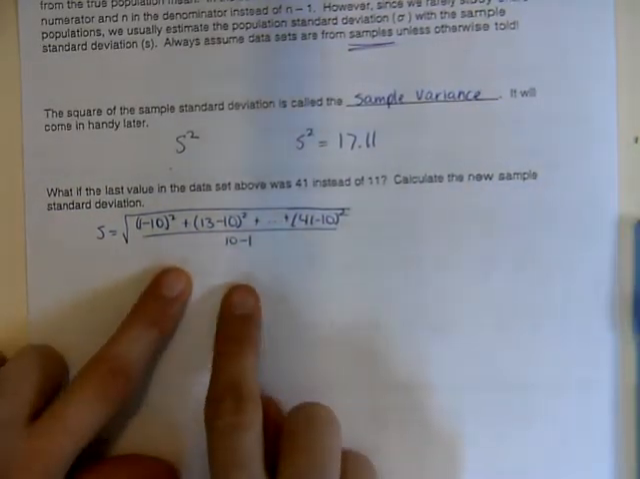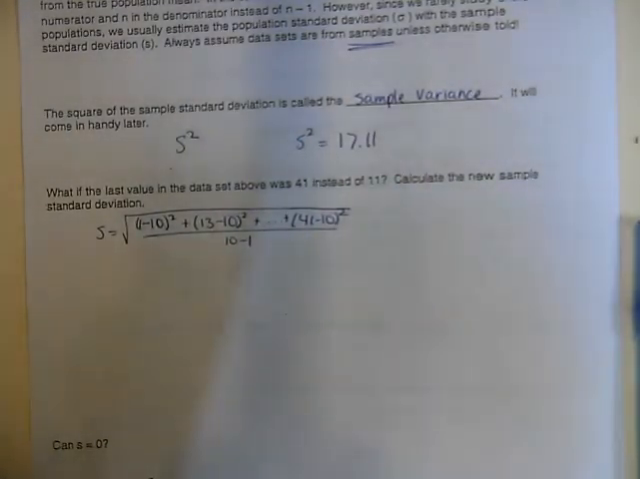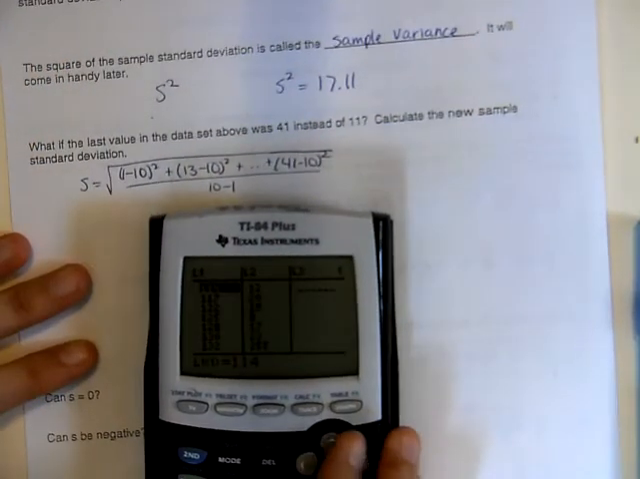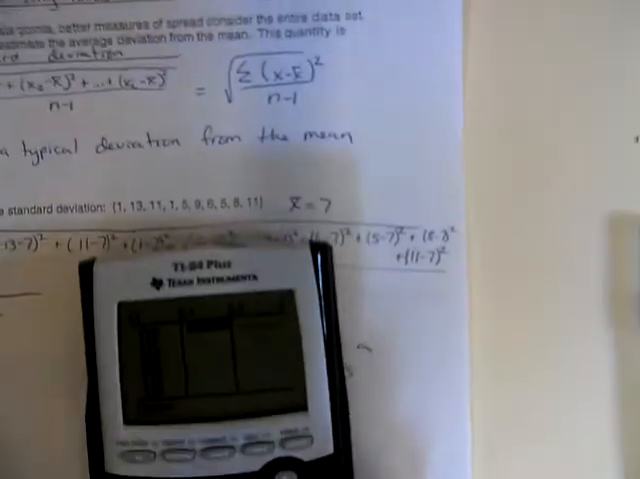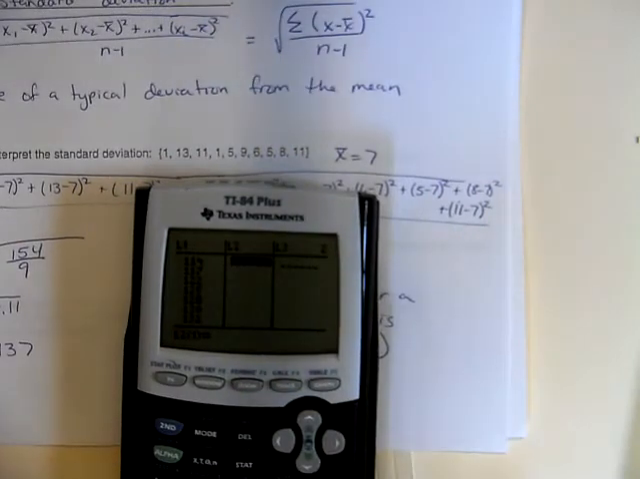Now there is a way to do standard deviation in the calculator because we don't want to do it all every time. So what you do is, I'm going to put everything in list 2 because I'm going to need list 1 again for another example. Let's do it. So you put this in list 2. I'm going to do 1, 13, 11, 1, 5, 9, 6, 5, 8, and then 41.